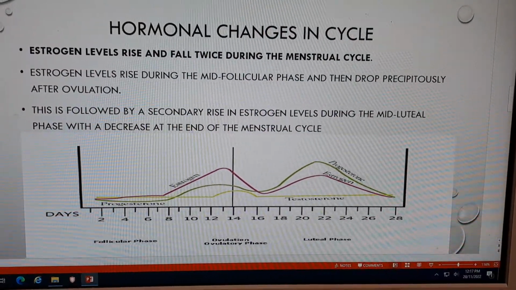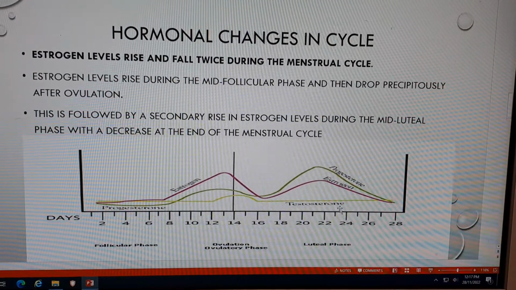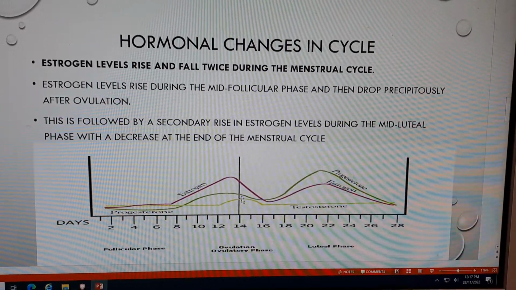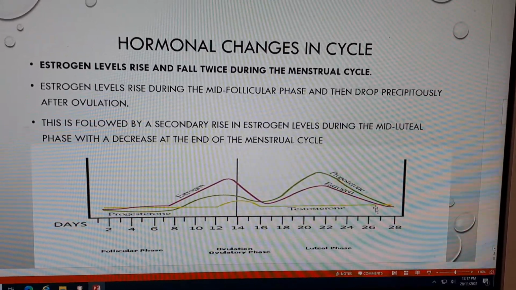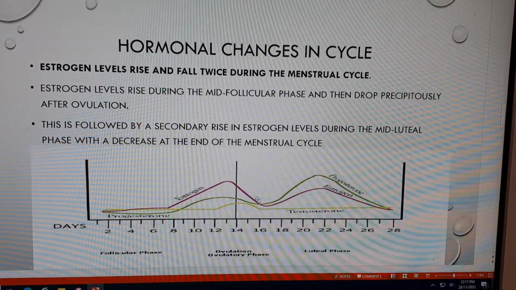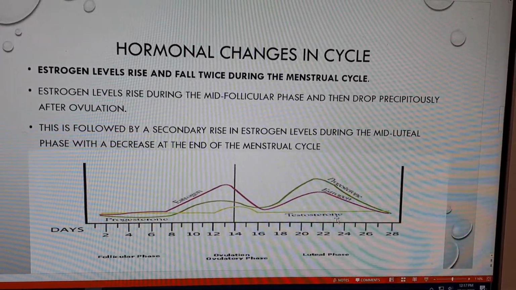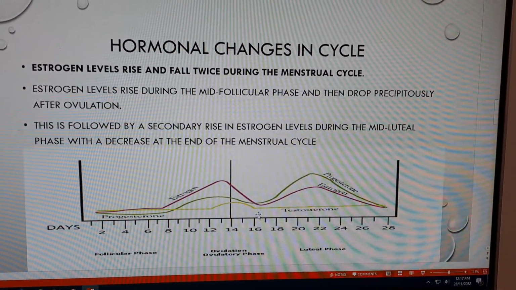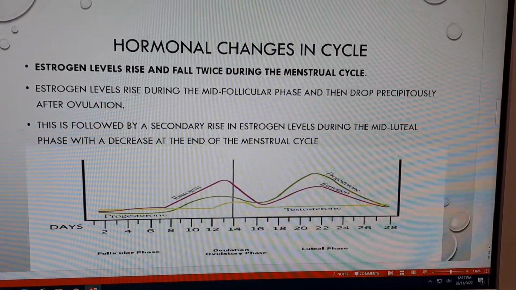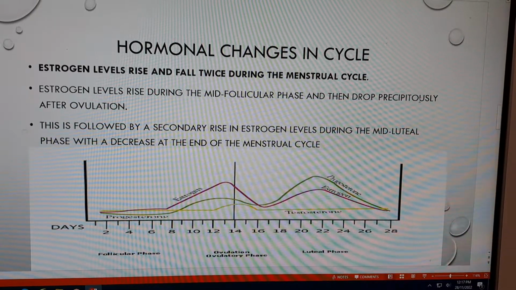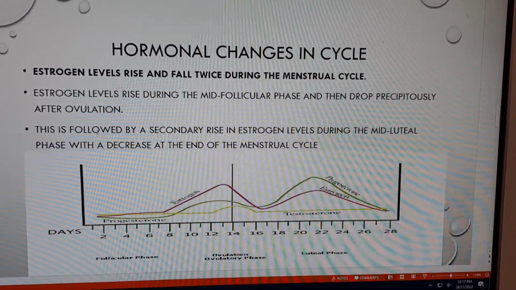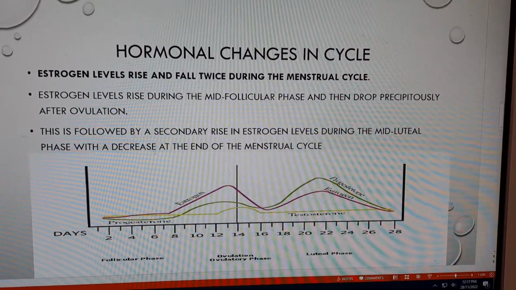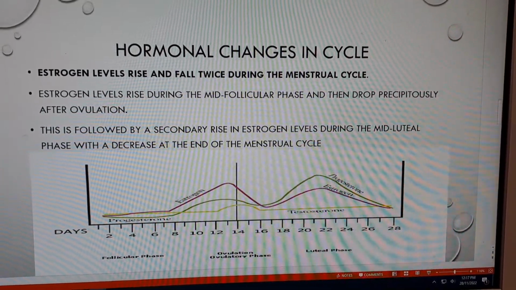I discussed the hormonal changes of estrogen and progesterone, and also testosterone, which in females is a little high but not too high. It is a male hormone. That's why, with polycystic ovaries, we have to test this hormone to see that the male hormone is not too high to affect ovulation. Estrogen level rises during the mid follicular phase and then drops after ovulation, followed by a secondary rise of estrogen during the mid luteal phase, with a decrease at the end of the menstrual cycle.